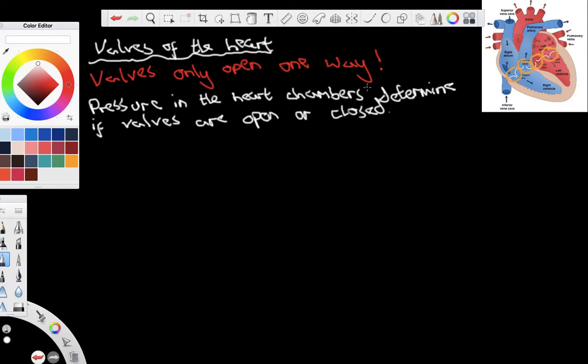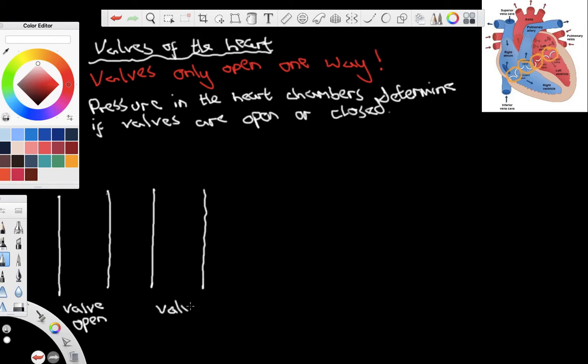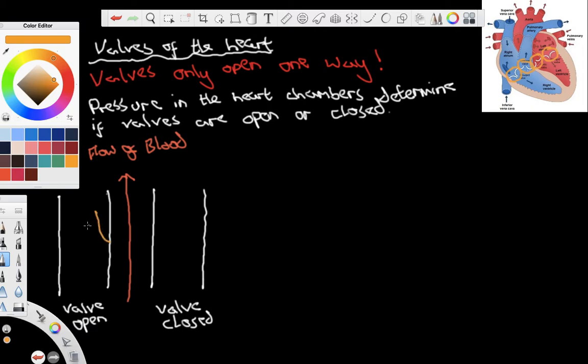Now, to explain this, I'm going to draw two diagrams, okay? And I'm going to show them as if they were in a vein, because it's easier to show it that way than it would be to draw them in the heart. But the principle is exactly the same. So on the left, in this one, we're going to have a valve open. On the right, we're going to have a valve closed. Now, just for your reference, the flow of blood would only be in this direction. Okay? So that is our flow of blood. Now, if I draw our valves in, we've got our open valve here, and we've got our closed valve here.